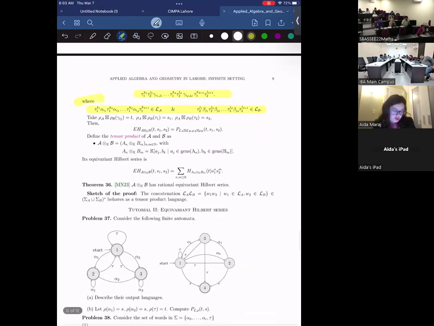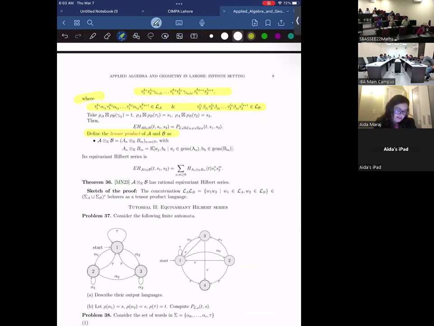And a similar story holds for the tensor product, but the story for the tensor product is simpler because for the language, we just need to do a concatenation of the two languages. It's less work for the program.